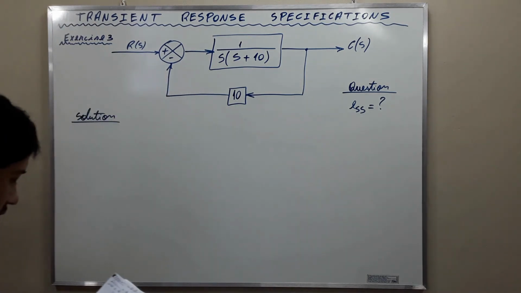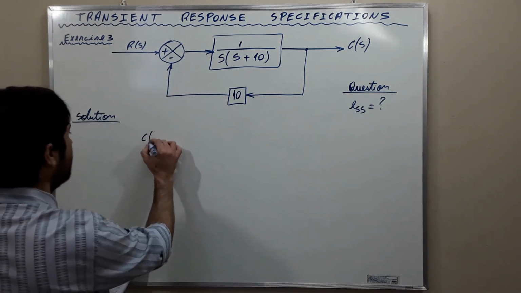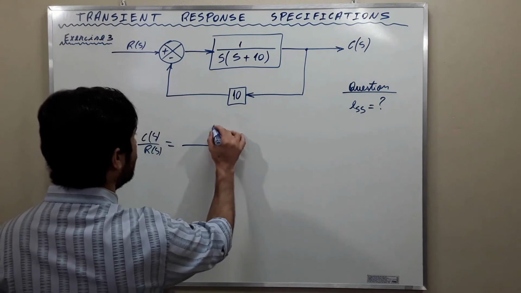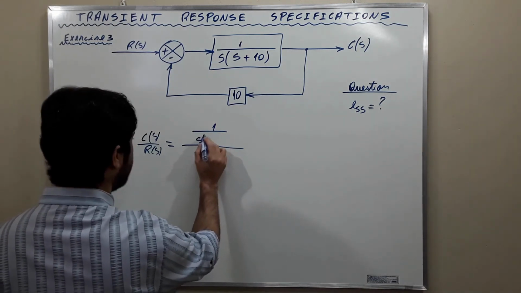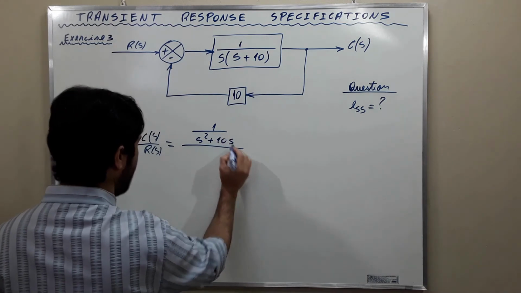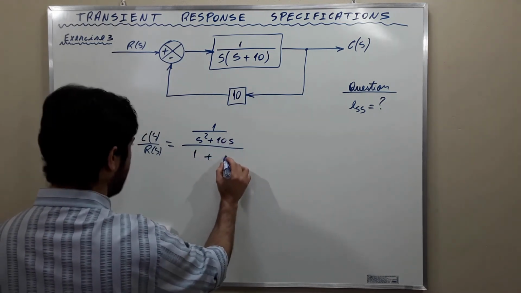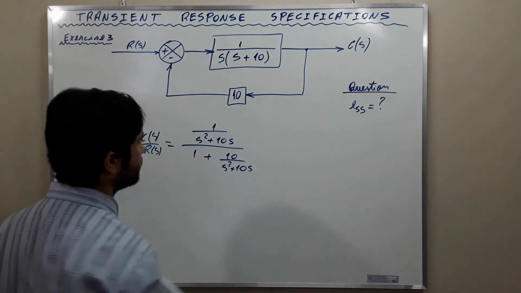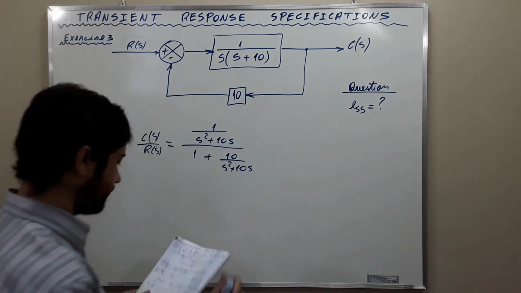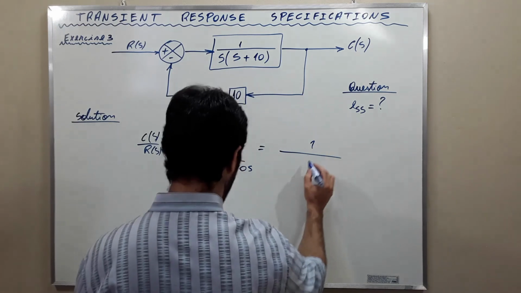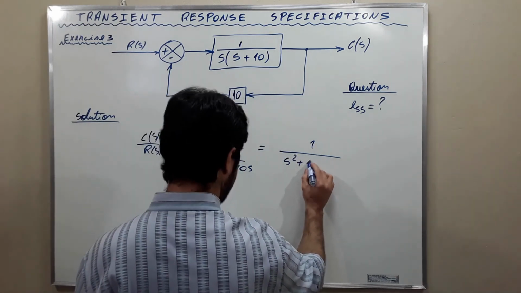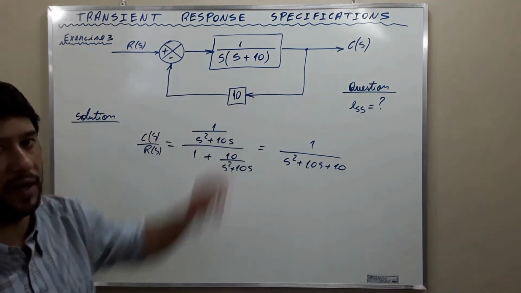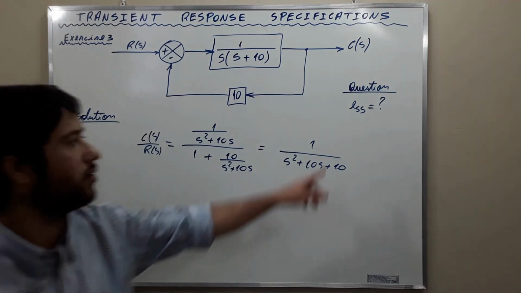The closed loop transfer function will therefore be C of S over R of S equal to 1 over S squared plus 10S, over 1 plus 10S over S squared plus 10S. Okay? And this gives 1 over S squared plus 10S plus 10. This is the closed loop transfer function of this block diagram. We are going to use this to calculate the steady state error.